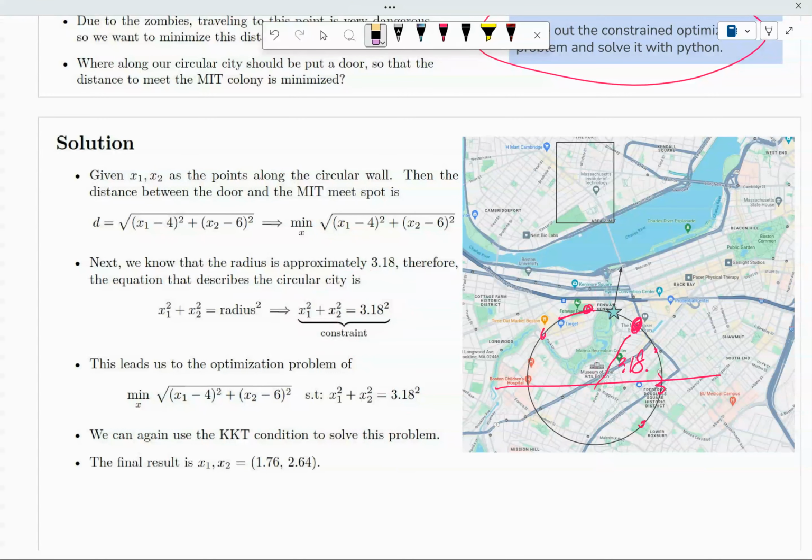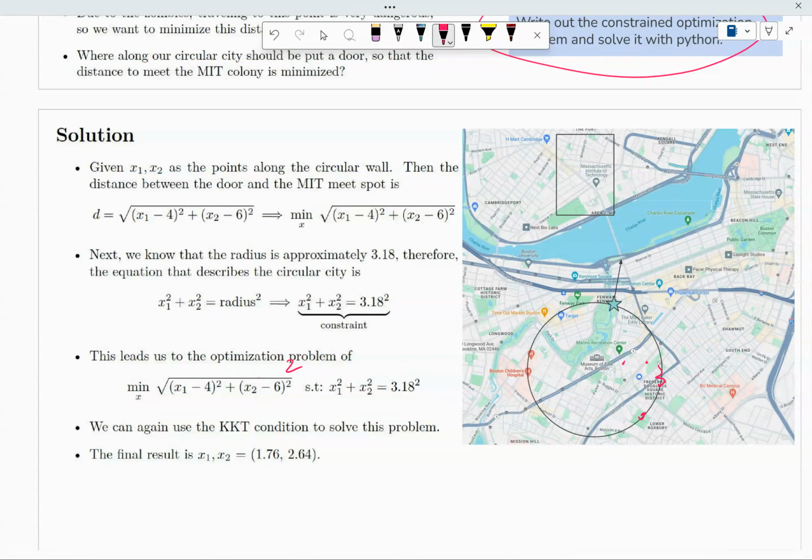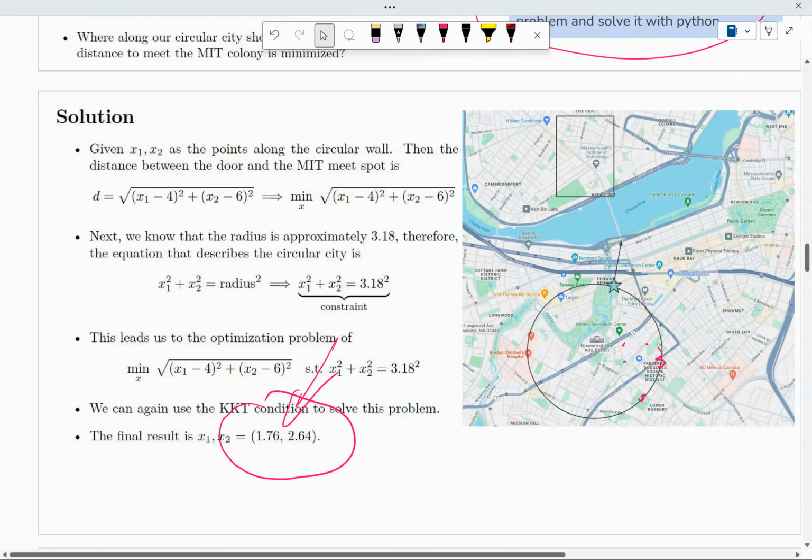So now we have a constraint, and we have the minimization problem. When you're trying to minimize something, you can also square it to get rid of the square root, because minimizing something versus minimizing something squared is the same. That will simplify. Now, if you just go ahead and solve this, you might need to solve this with Python. The final result is you should get 1.76 and 2.64. That is the location. That's how you go about solving this. I think you probably can't solve this problem by hand; you would need Python.